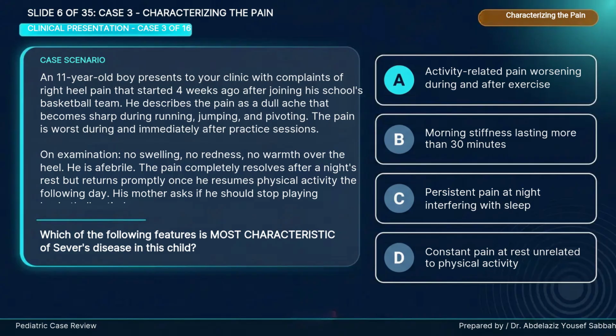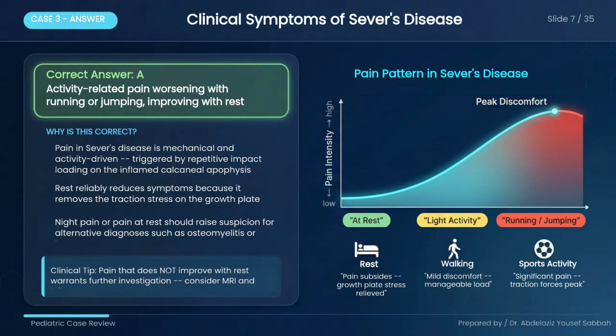Option A: activity-related pain worsening during and after exercise. Option B: morning stiffness lasting more than 30 minutes. Option C: persistent pain at night interfering with sleep. Option D: constant pain at rest unrelated to physical activity. The correct answer is Option A: activity-related pain worsening during and after exercise.